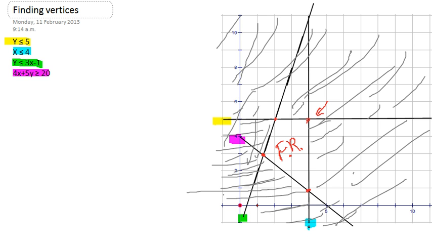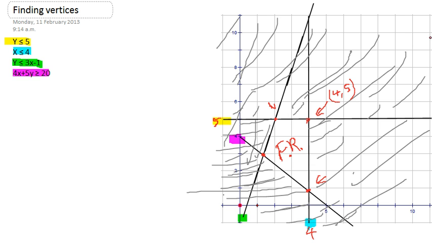This line, my cyan line, is the x is less than or equal to 4 line, and this line, the yellow line, is my y is less than or equal to 5, so therefore that point is (4, 5). Couldn't get more trivial than that. This point and this point are the intersection of a vertical or horizontal line and a line that's on an angle. This one, the purple line with the cyan one, and the other point is the green line and the yellow line.